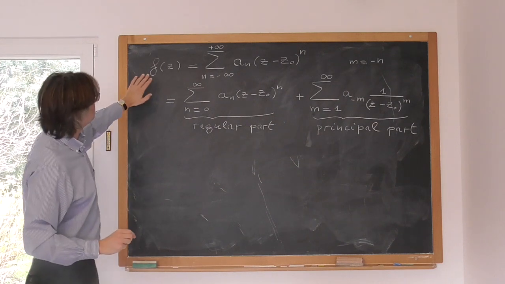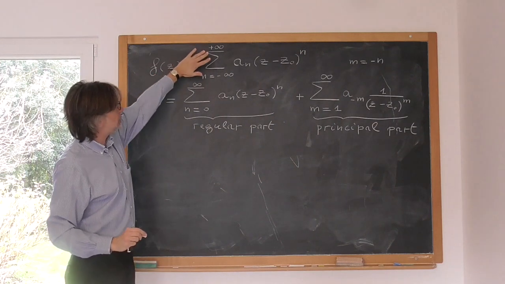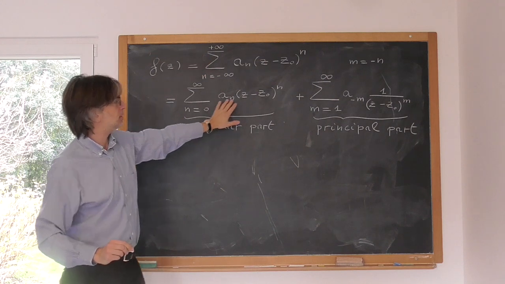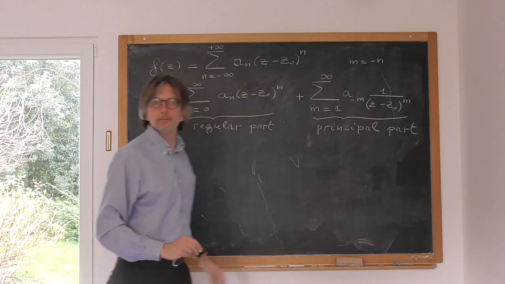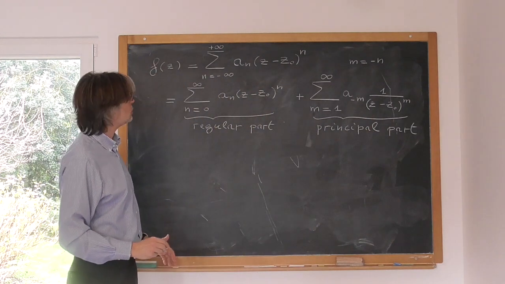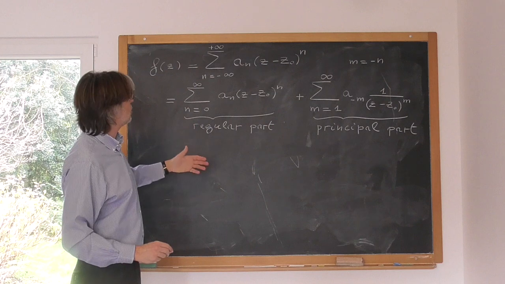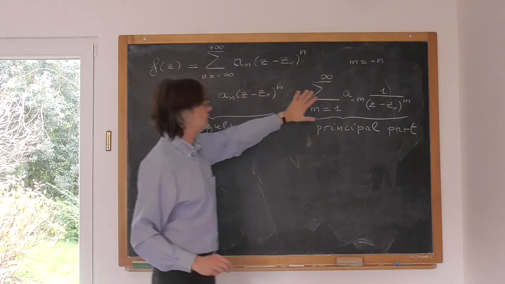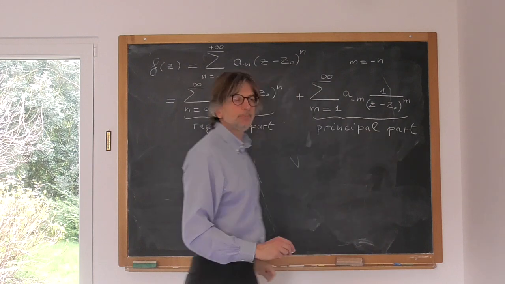Okay, so we will say that this series converges when both these two series converge. This is the definition. And analogously, this series converges absolutely when both these series converge absolutely.